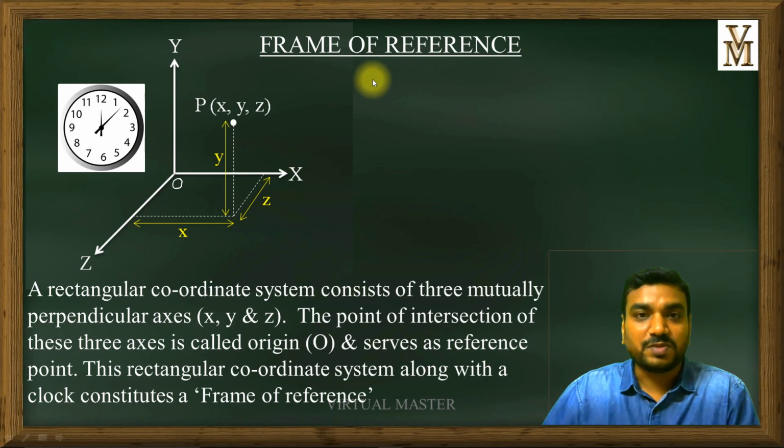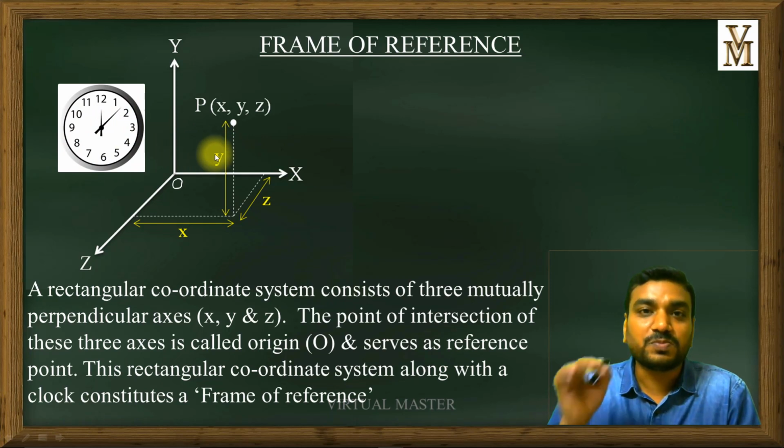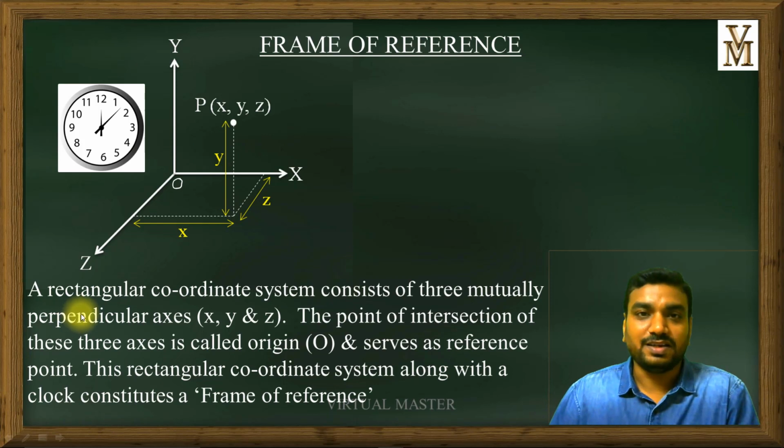Okay, what is frame of reference? A frame of reference consists of a rectangular coordinate system along with the clock, and this setup is used to measure the motion of a particle or to describe the position of a particle.